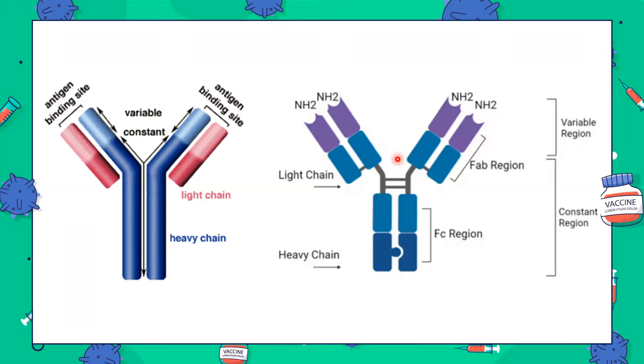But since I told you guys this is a symmetrical image, then you have to be sure that the antigen binding site on this side is going to be the exact same as the antigen binding site on this side as well. So if it were to have this particular shape, the antigen that binds to it has to fit into this configuration.